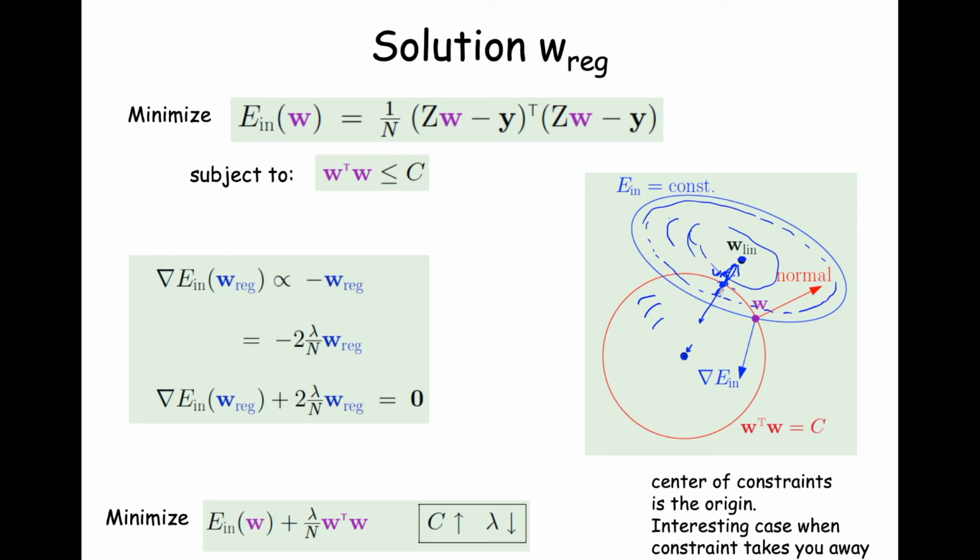reg, proportional to. And so this proportion represents the fact that here I have my constraint that won't allow my W Lin solution to get any closer. And I know my gradient, En, is in the opposite direction of my constraint respecting this budget C. So I write this gradient, En, evaluated at that W reg solution is proportional to the negative of that W reg, because En is opposite to that W reg constraint.